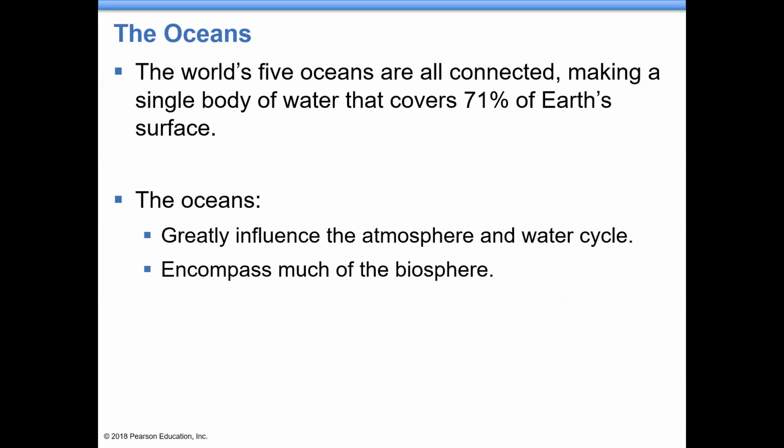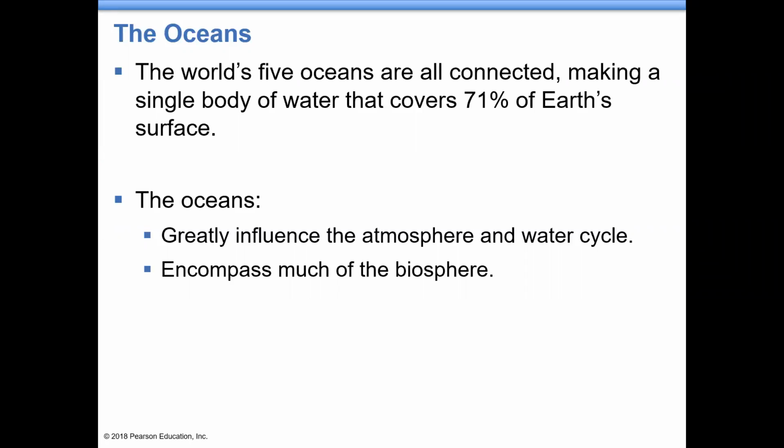So obviously oceans make up a majority of the surface of the planet. About 71% of the Earth's surface is currently covered by an ocean. So this is a ton of real estate taken up. This means that oceans have a huge influence on the atmosphere, climate, water cycle, and they encompass a ton of the biosphere. So a lot of important ecosystems are included in that 71% of the Earth's surface.